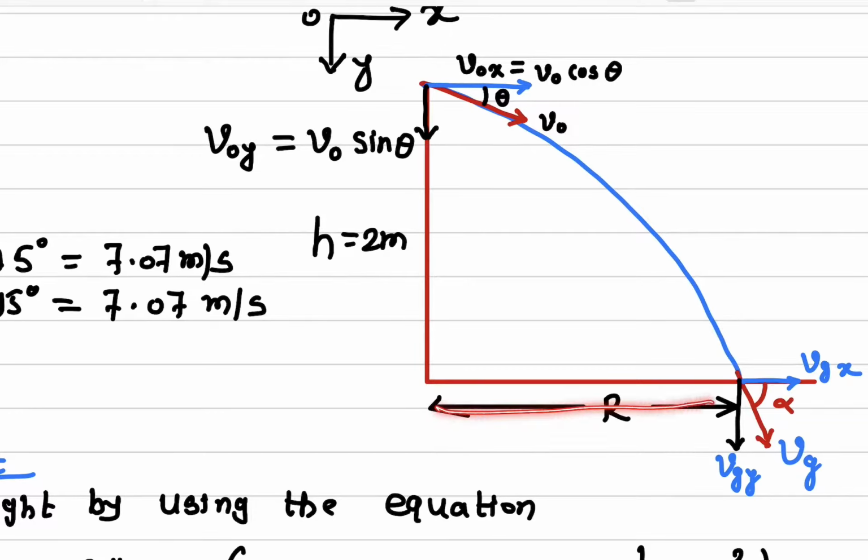Now you need to find out what is the horizontal distance, what are the horizontal velocity and the final velocity when it reaches the ground. And you need to also find out the angle, and at the same time you need to find out how long it takes to reach the ground.